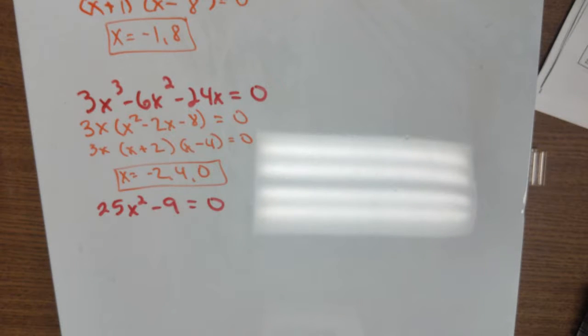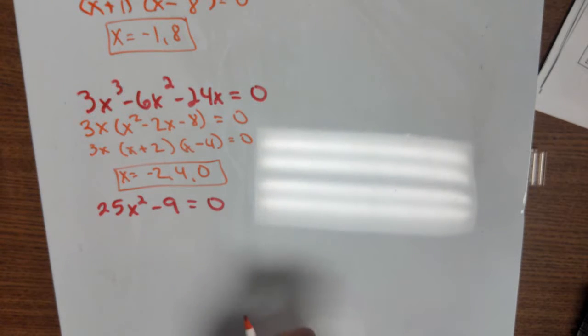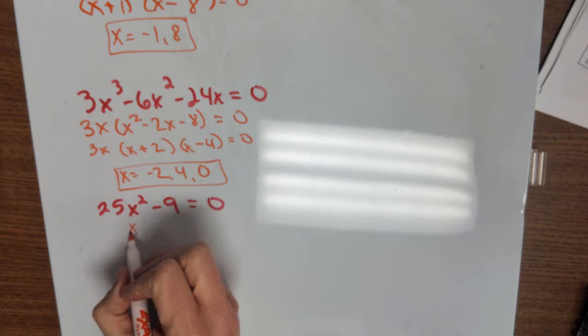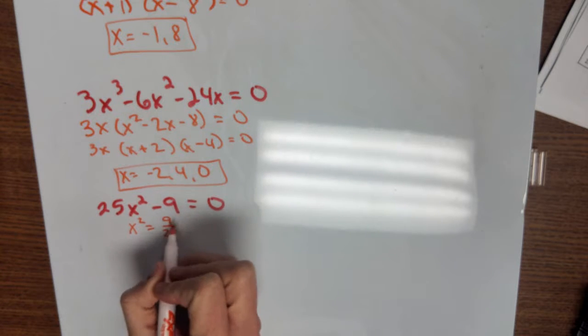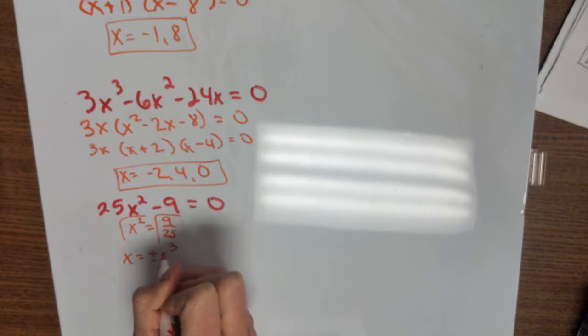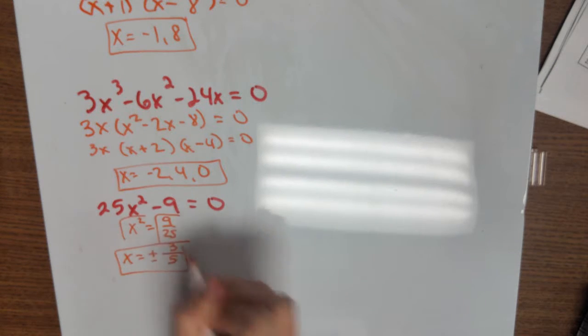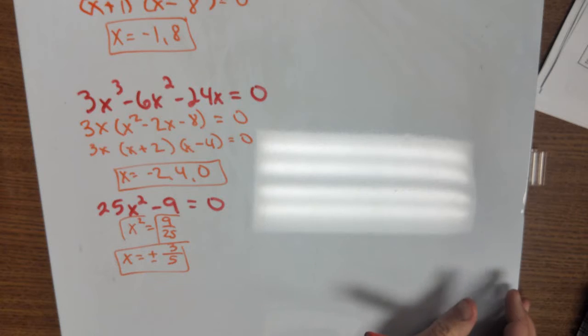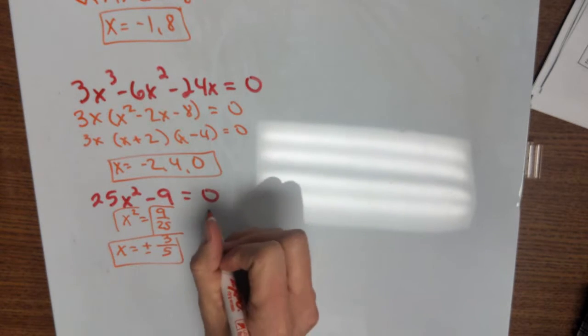And then the last one, you could do it a couple of different ways. You could add 9 and divide by 25, then take the square root. So if we do that, let's see here, that's going to give me plus or minus 3/5, so pretty quick.